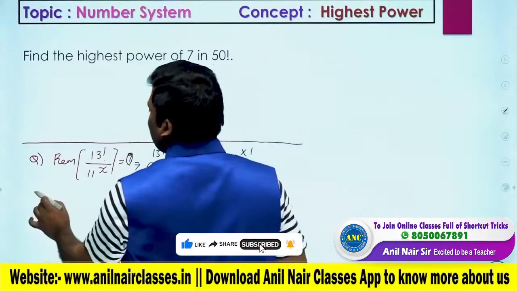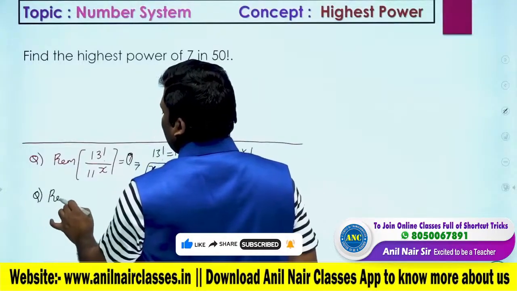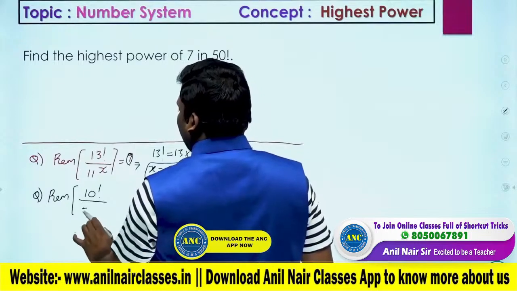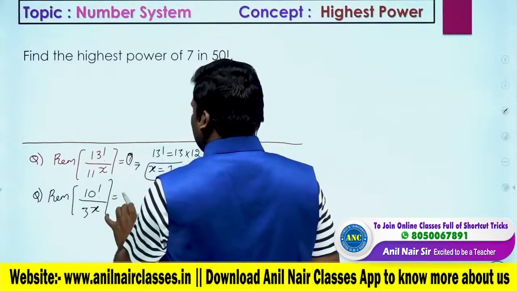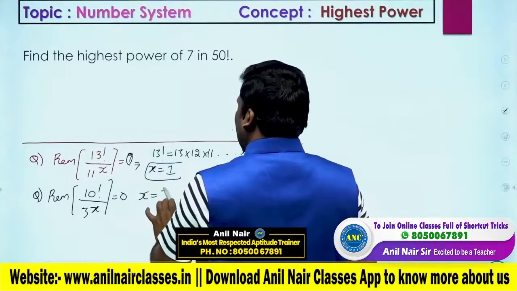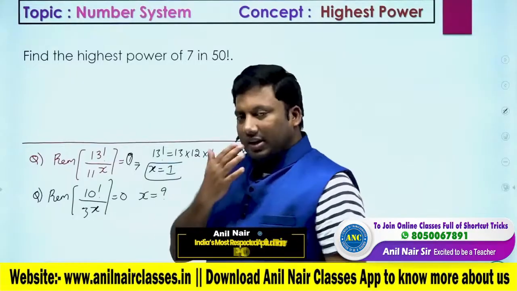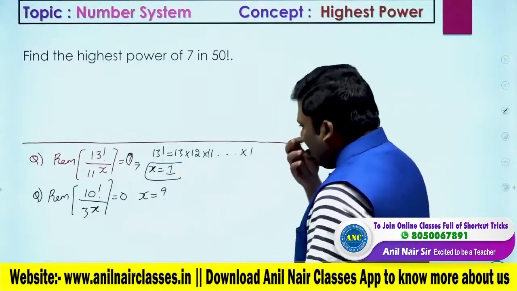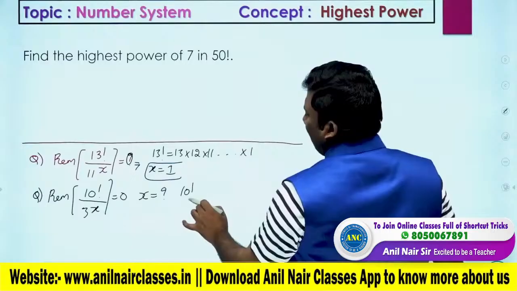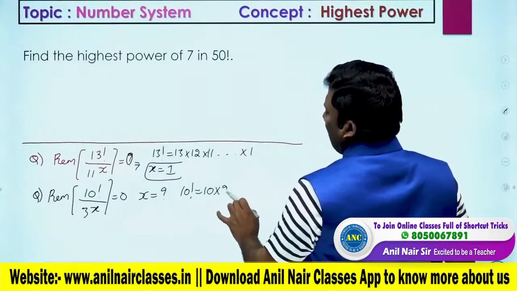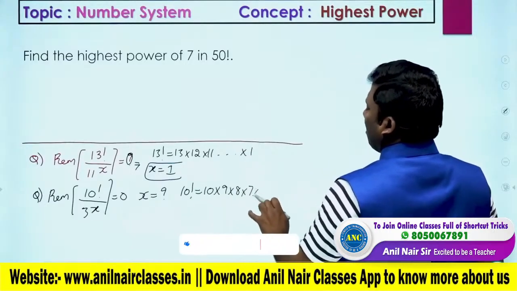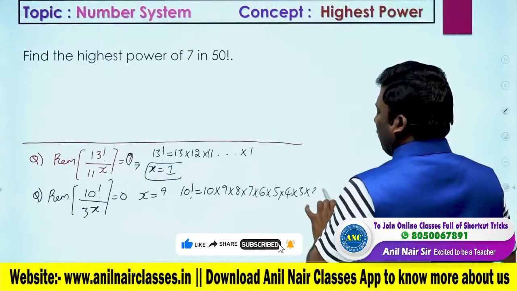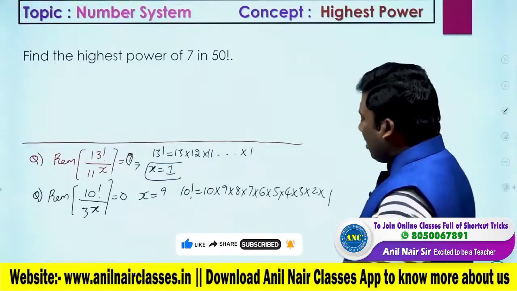Suppose if the question is 10 factorial divided by 3 power x, it is 0. I will do in detail how to find out the highest power. Find x. 10 factorial it is defined as 10 into 9 into 8 into 7 into 6 into 5 into 4 into 3 into 2 into 1. Only the concentration is on power of 3.